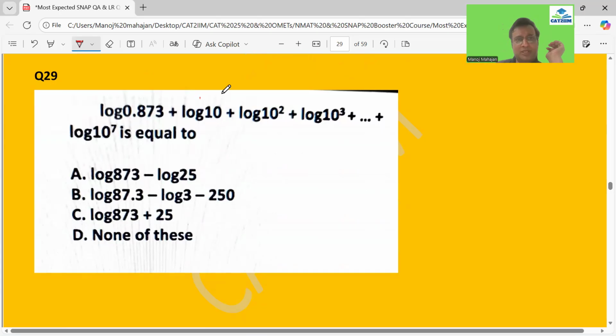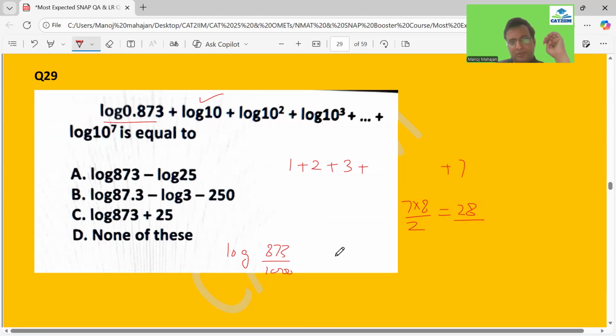See, this part you can easily add. Log 10 is what? 1. This will be 2 log 10. So 2, 3 log 10, 3. Log 10 is 1, right? So what I get is still 7. So this is 7 into 8 divided by 2. That is 28, right? Now this you can write as what? Log 873 by 1000, right? Now this can be written as what?